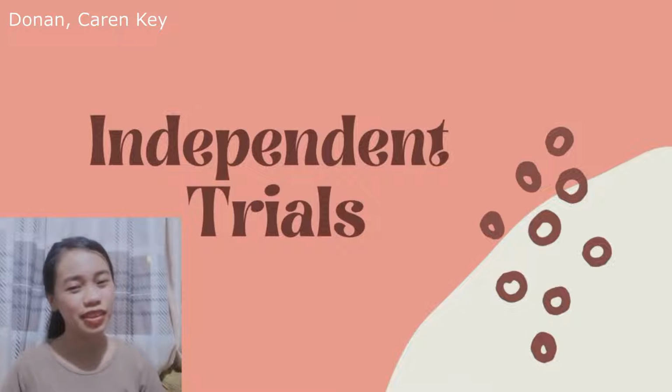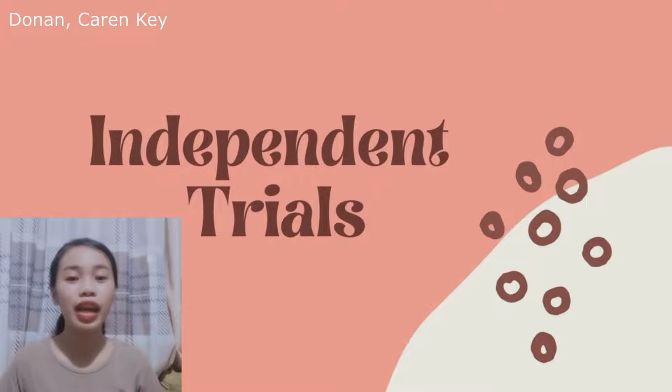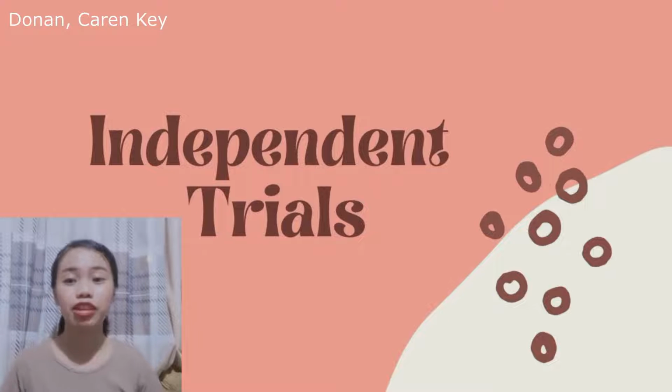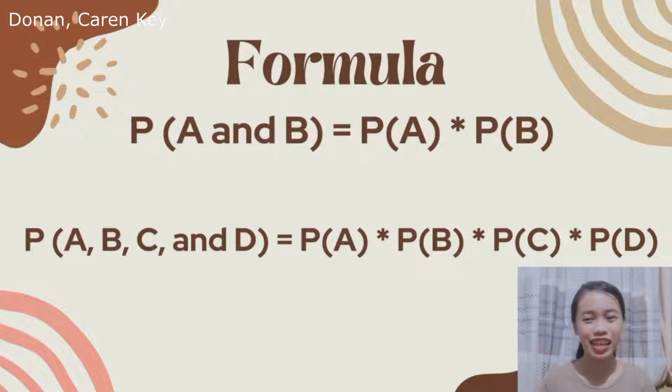Okay, so for us to really appreciate what is meant when we say independent events, we have provided sample problems for us to solve. Okay, but before we go through that, let us first talk about the formula of solving this particular topic. As you can see, the formula of solving the probability of independent events is this. The probability of A and B is equal to the probability of A, which is the first event, multiplied by the probability of B, which is the second event.